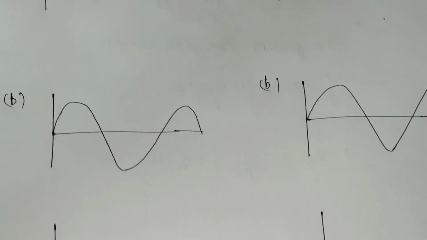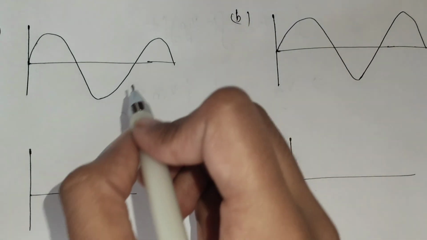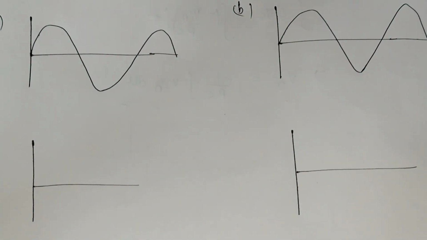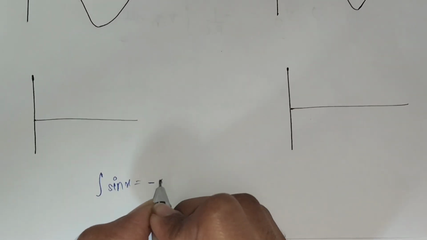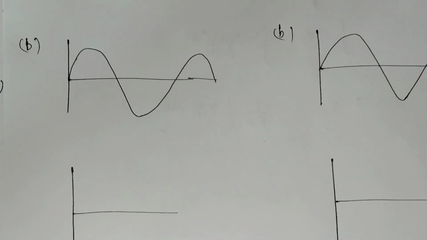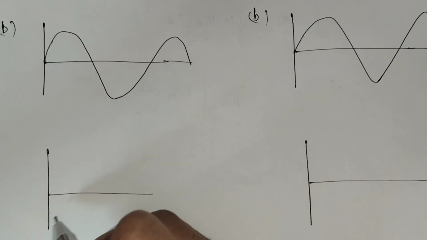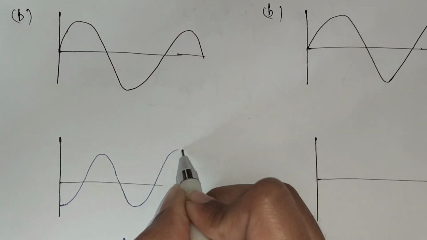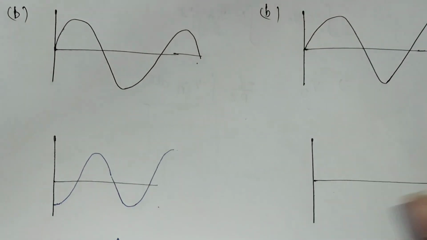Now the second wave that we take as input is the sine wave. For a sine wave, we know that in the integrator circuit the sine wave will be converted to a negative of cos wave, because we know that integration of sine is equal to negative of cos. Therefore we will have to draw the negative of cos, which will be like this. This is the output waveform when a sine wave is given in an integrator circuit.